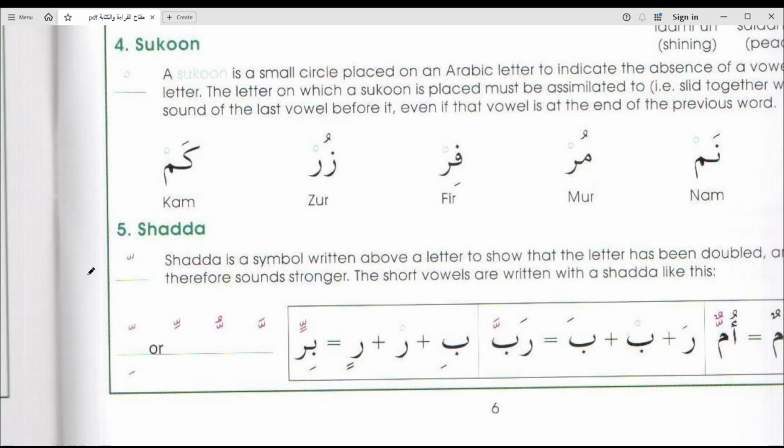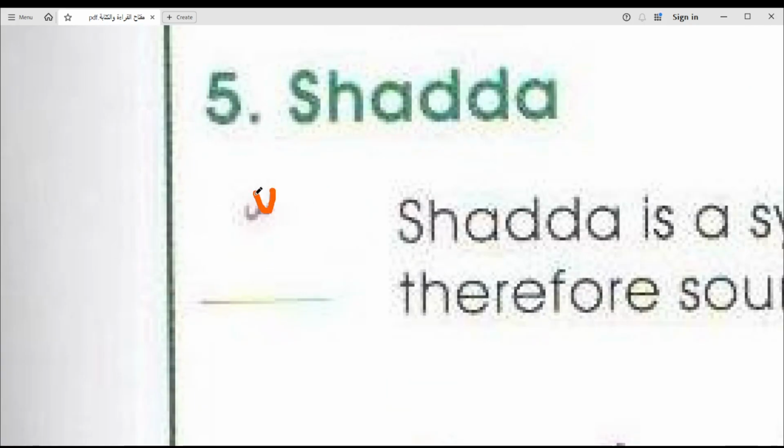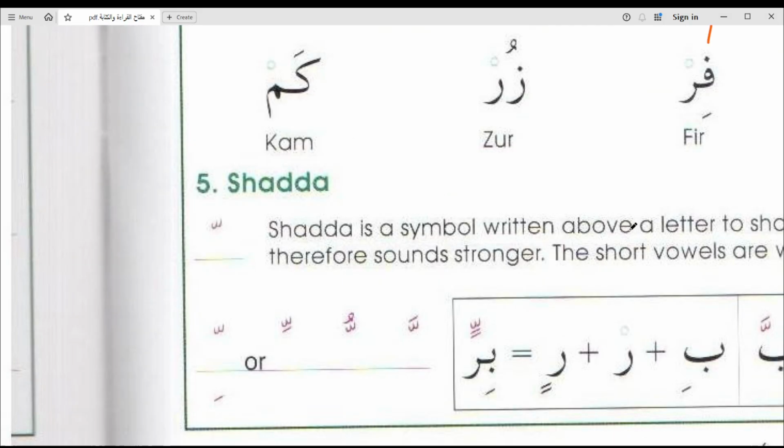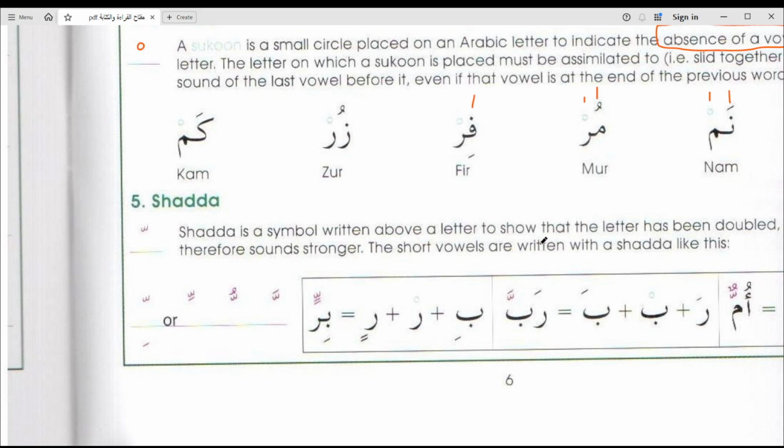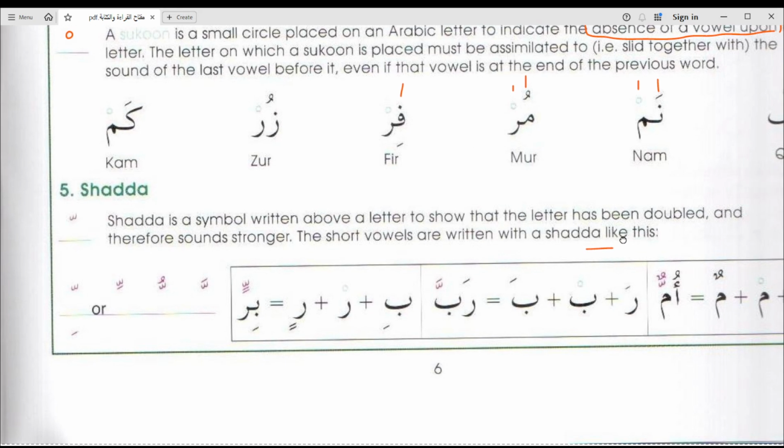The shadda symbol, some of my students say it's a W, but it's not a W. It's just like this symbol I told you about with three teeth. Shadda is a symbol written above the letter to show that the letter has been doubled, and therefore the sound is going to sound stronger. The short vowels are written with a shadda like this.